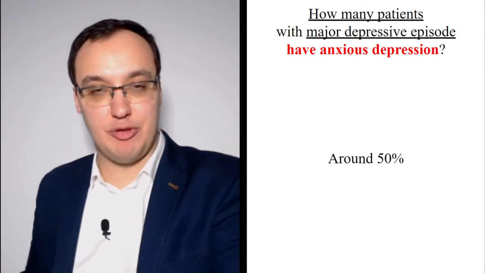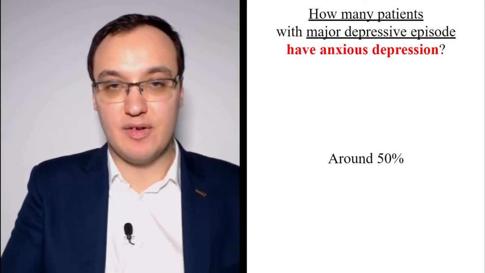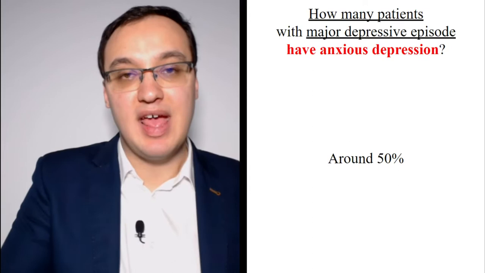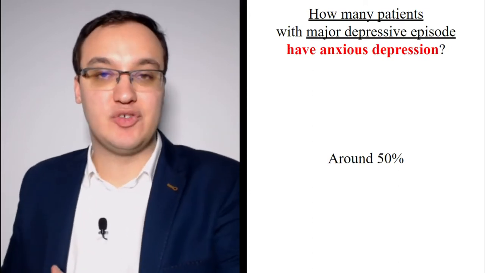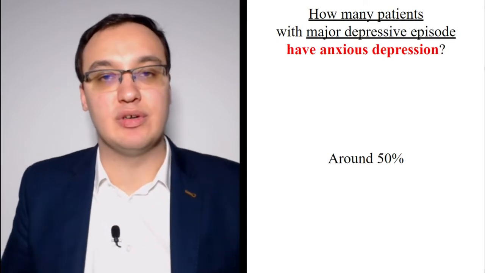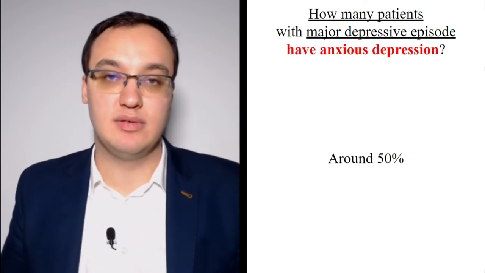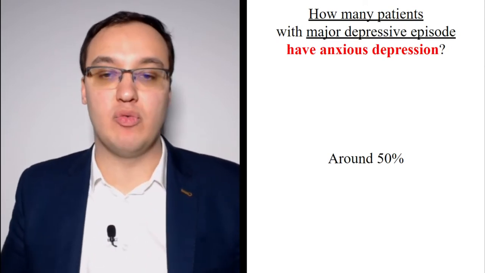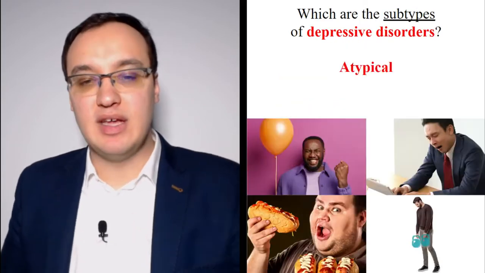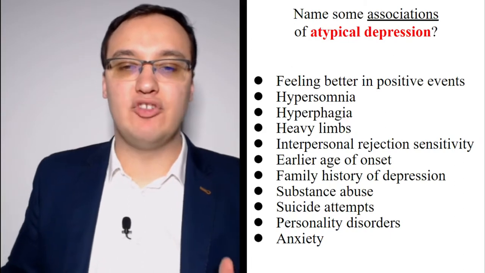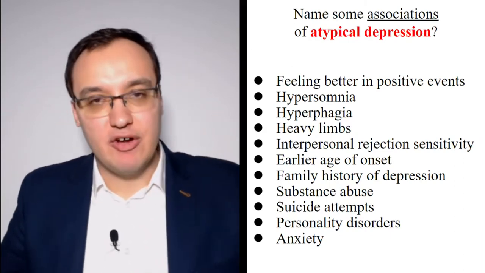And then we have other patients who have other things. 50% have anxious, and the other things that we will list now are the other 50. So I would say anxious depression is the most common one. That's the most important one to remember. Anxious depression being 50%. Then we have the atypical one. Atypical meaning feeling better in positive events.